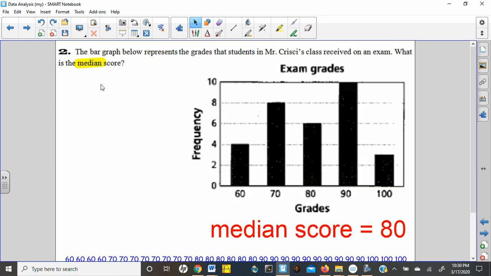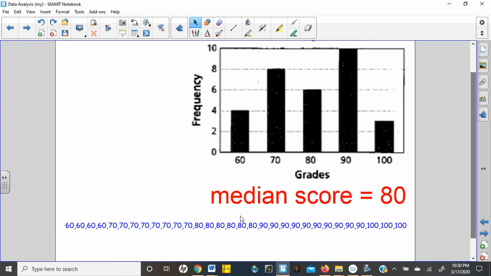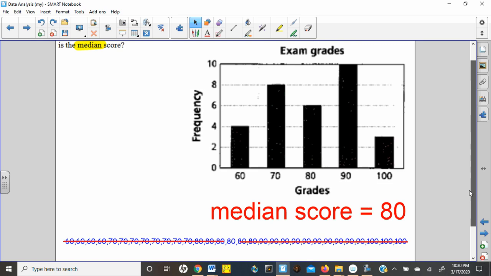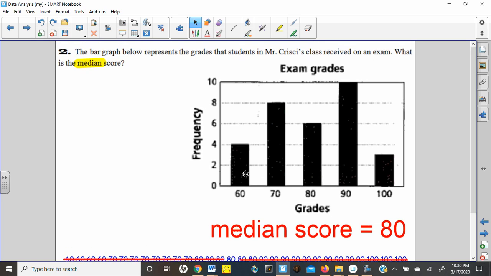Number two, basically doing a very similar thing, this time with a bar graph, and this time instead of the mean, we're looking for the median. If you add 4, 8, 6, 10, and 3, you get 31. We like that because that means there's going to be exactly one number in the middle. We take 15 off each end, and there you go. You get an 80. Now, I guess you could have done this right from the graph if you played a little game called 4 off this side, 4 off this side, 8 off this side, 8 more off this side.